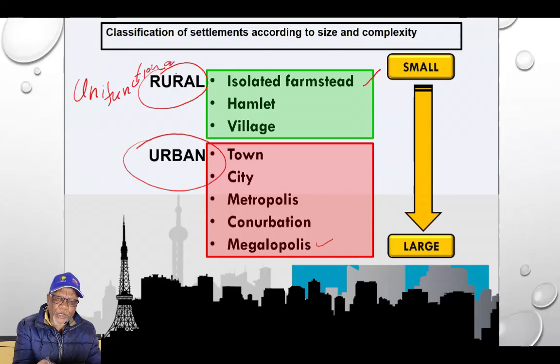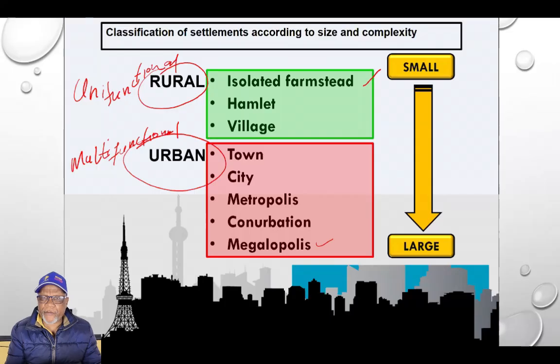Unifunctional. What do we mean by unifunctional? It means one type of economic activity. It specializes in one type of economic activity. And when you say settlements are urban, it means we're saying these settlements are multi. Multi means more than one. They are multifunctional.